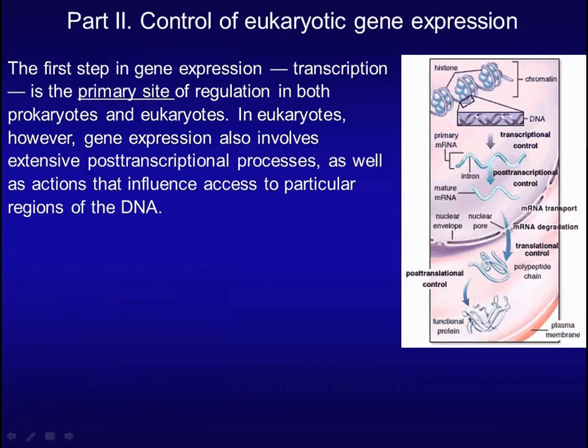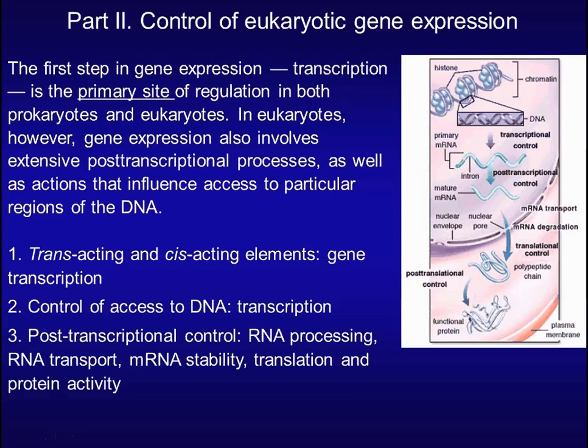Now let's move to part 2. The first step in gene expression, transcription, is the primary site of regulation in both prokaryotes and eukaryotes. In eukaryotes, gene expression also involves extensive post-transcriptional processes, as well as actions that influence access to particular regions of the DNA. In part 2, we will focus on 3 topics: trans-acting and cis-acting elements, control of access to DNA, and post-transcriptional control.